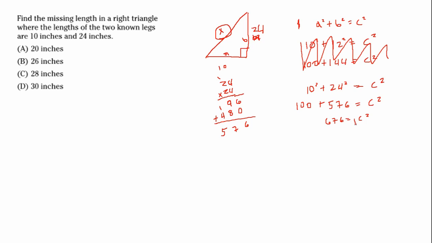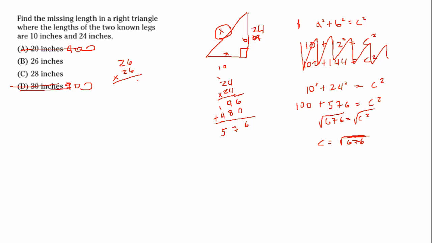To get rid of the squared, we take the square root of both sides. We're left with c equals the square root of 676. So we know it's going to be a whole number. Since I'm not very good with squares, let's just multiply this. We know 20 squared is 400, so that's too big. 30 squared is going to be 900, so that's too big. Let's go ahead and square 26 and see if that gets us that number.